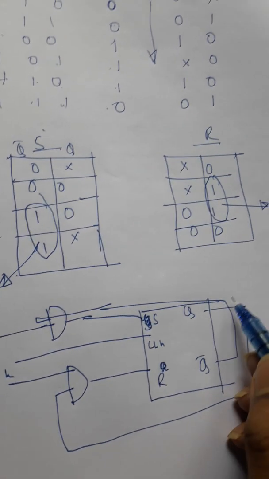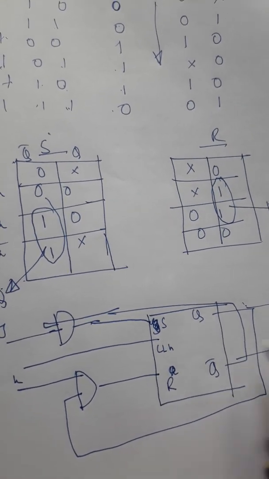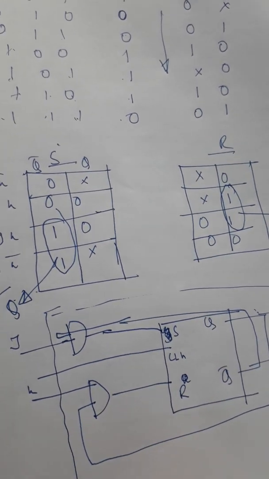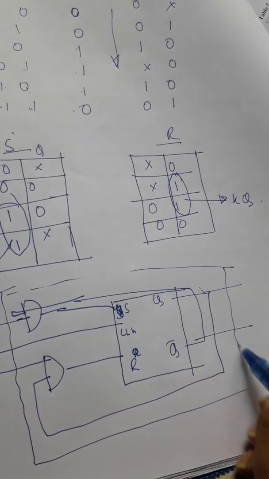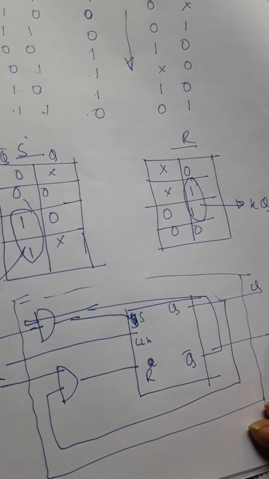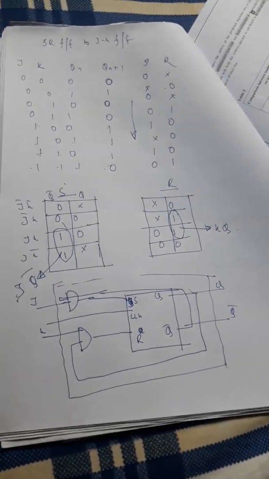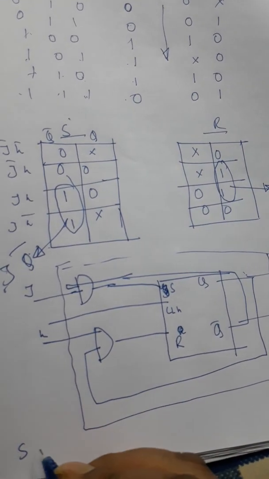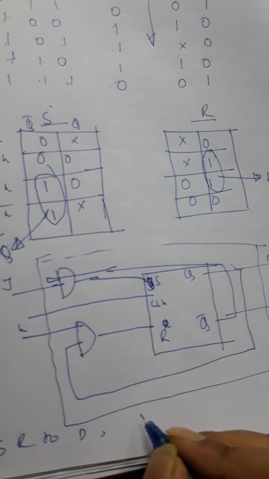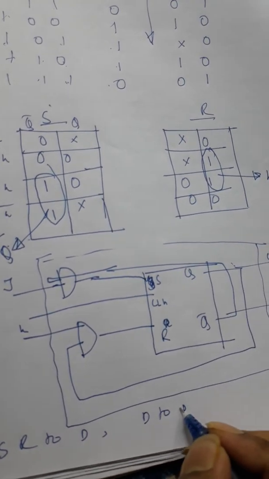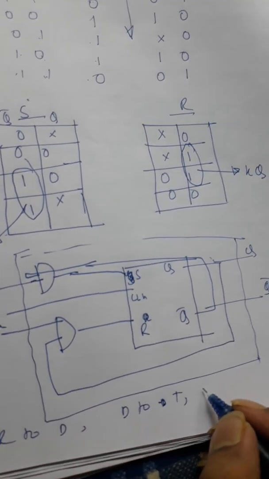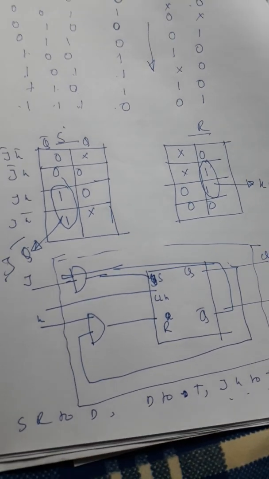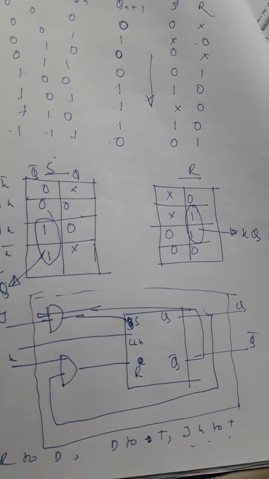So see, inside it's an SR flip flop, but from outside it has become a JK flip flop. In this way, you can convert any flip flop to any flip flop. You can convert SR to D, you can convert D to T, we can convert JK to T, any possible combinations. Thank you all for today.